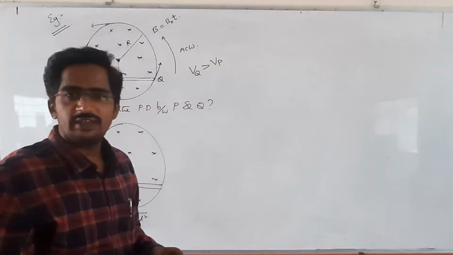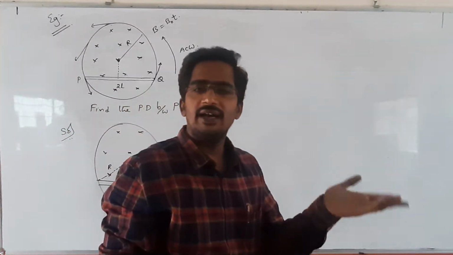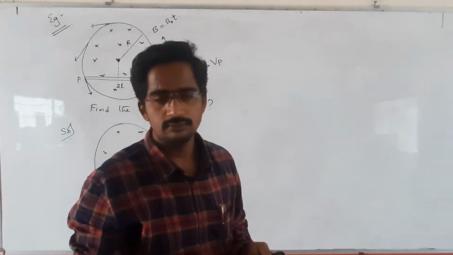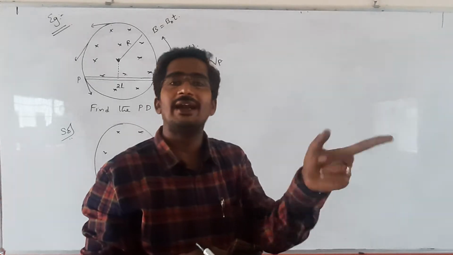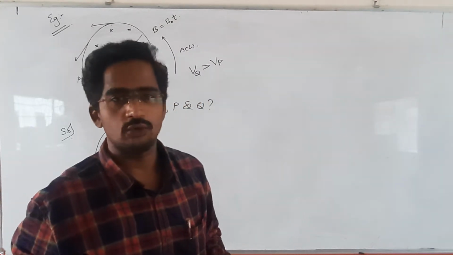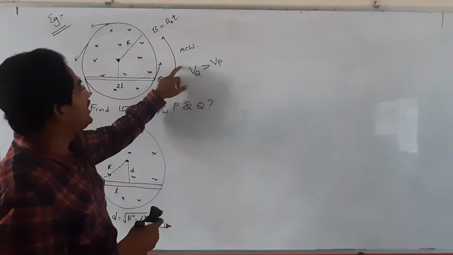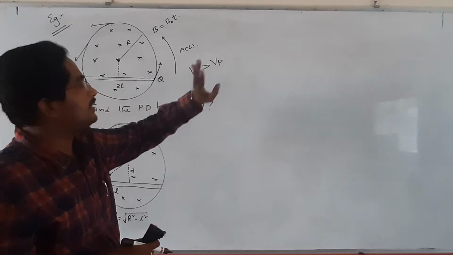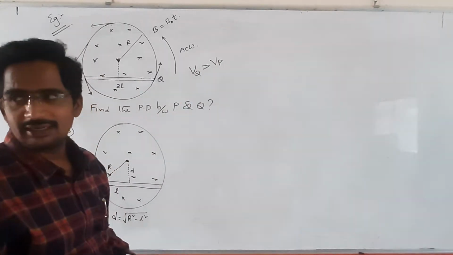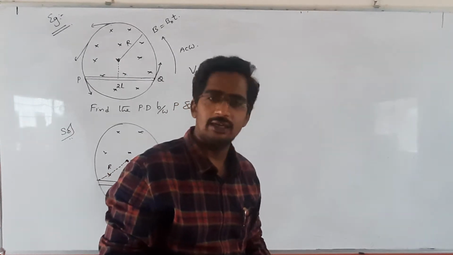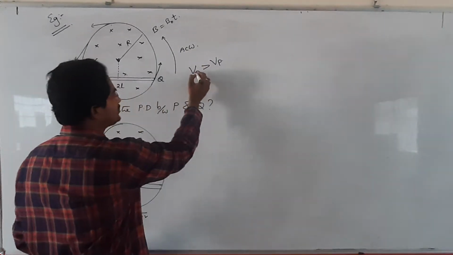VQ greater than VP. For example, if the electric field intensity direction is clockwise, then VP is greater than VQ. But here, anti-clockwise means Q is at high potential than P. Like that we can confirm the high potential point. So with that this is over.